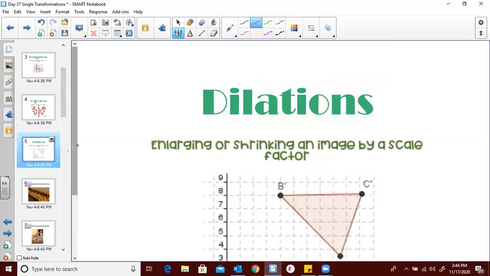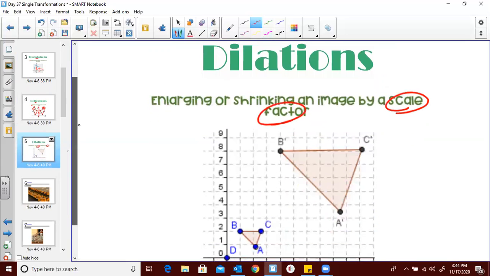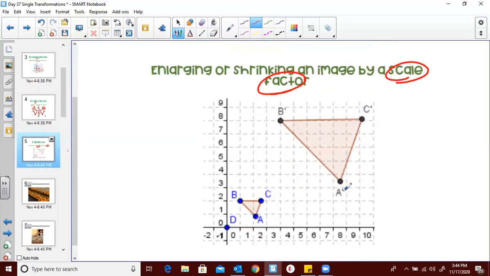Let's talk about dilations. This is going to be enlarging or shrinking an image by a scale factor. Think of when you go to the eye doctor and you get your eyes dilated. So our starting shape is ABC. Our ending shape is A prime, B prime, C prime. You can see here that our starting shape ABC is dilated. It is made larger, it is being enlarged, to our A prime, B prime, C prime.